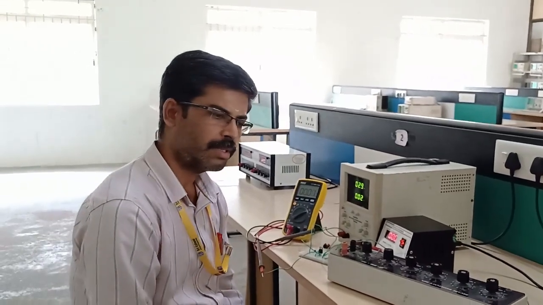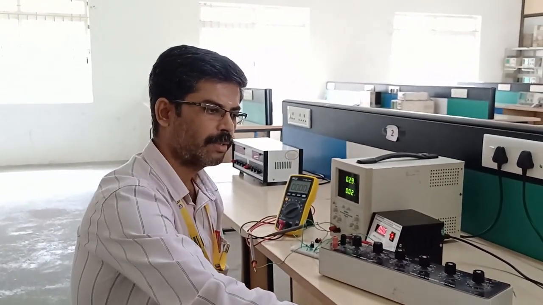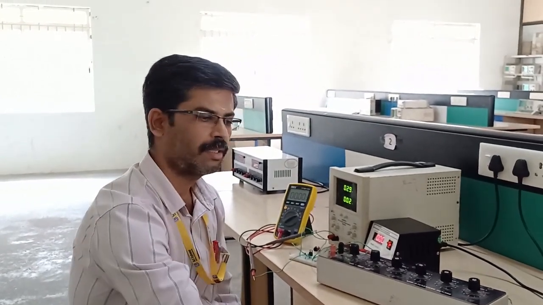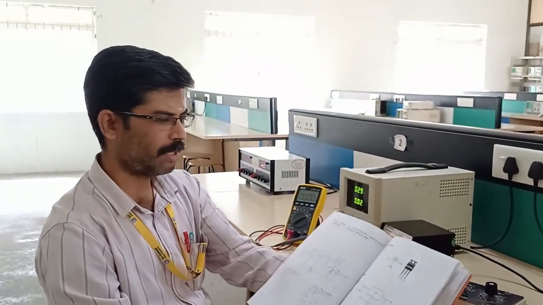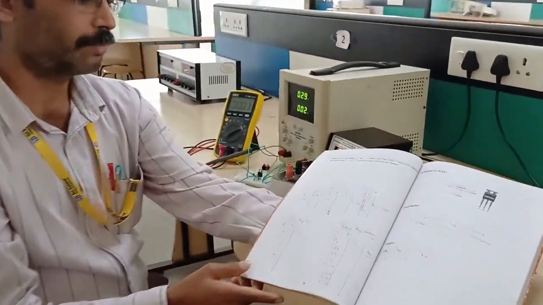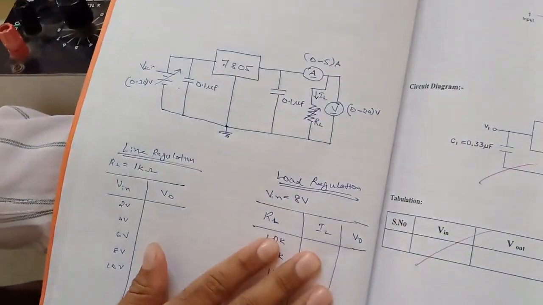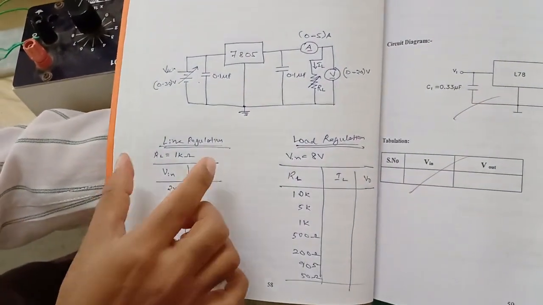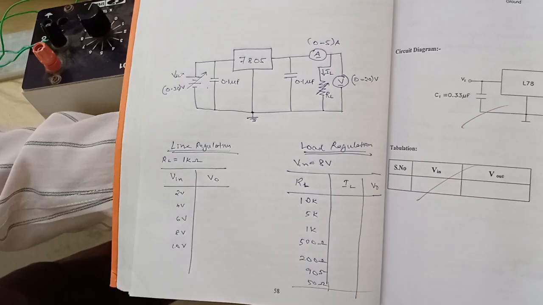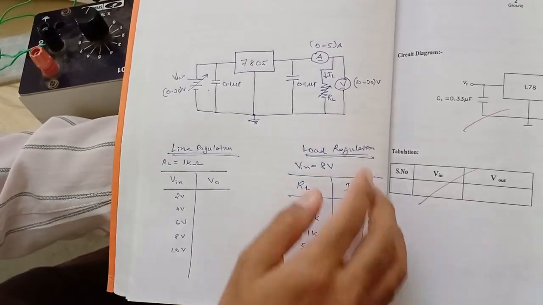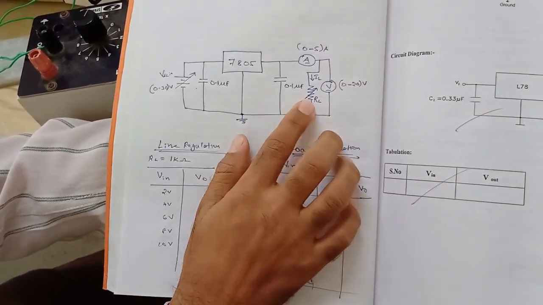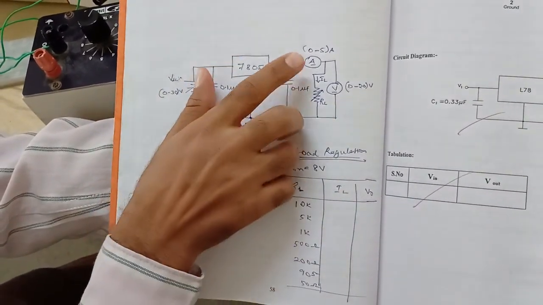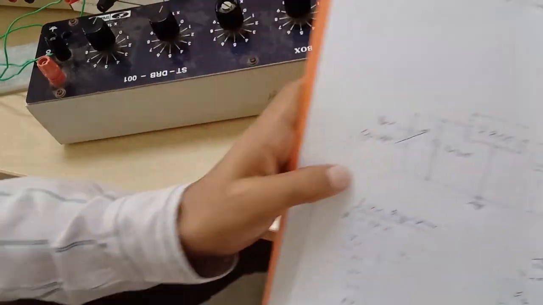Today we are going to discuss the topic voltage regulator using 7805 IC. Here is the circuit diagram of voltage regulator 7805. We are going to see line regulation and load regulation in this. There is a variable load resistance and variable DC source, input source. So we are going to verify the output current and output voltage.